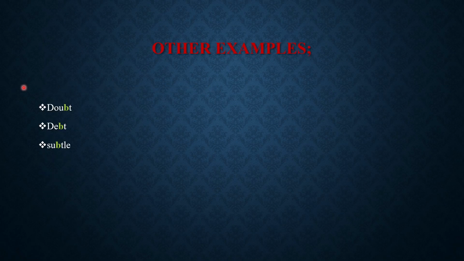There are some other examples that we can also have a look at. Like for example, in these words, this word is doubt. B is not pronounced. You can hear it. Debt. The word is not debut. It is debt. B is not pronounced. Then this one is subtle. B is not pronounced.